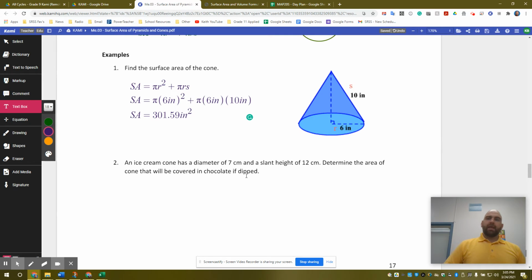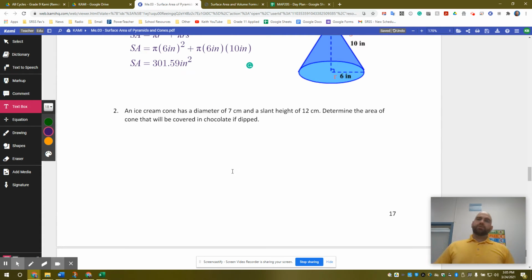Now let's take a look at a contextual question. So number 2 is a contextual question. It talks about an ice cream cone that has a diameter of 7 centimeters and a slant height of 12 centimeters. Let's determine the area of the cone that's going to be covered in chocolate if dipped.